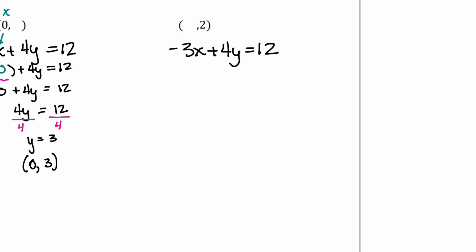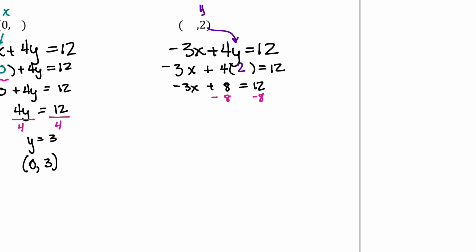Okay, let's take a look at your last one. What are we given? Y. So it's going to go in here. So -3 times x plus 4 times whatever y is equals 12. Y this time is 2. So -3x add 8 equals 12. See, on this one, there isn't a shortcut because it isn't a 0.